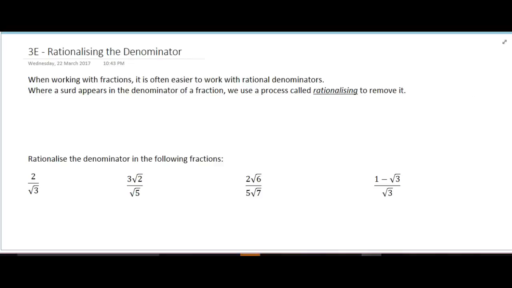A video on rationalising the denominator. So when we're working with fractions, it's often easy to work with rational denominators. Okay, so that's whole numbers without surds in it. So where a surd appears in the denominator of a fraction, we use a process called rationalising to remove it.